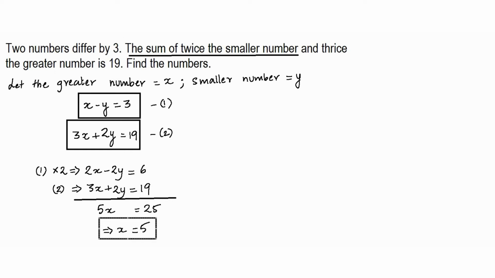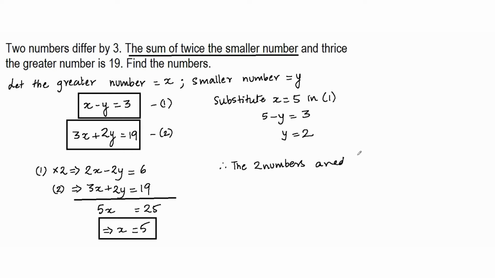Now let's find the smaller number. Let us substitute x as 5 in equation 1. And what I get is 5 minus y is equal to 3. Solving this, I get y equals 2. And therefore, the two numbers are 5 and 2.